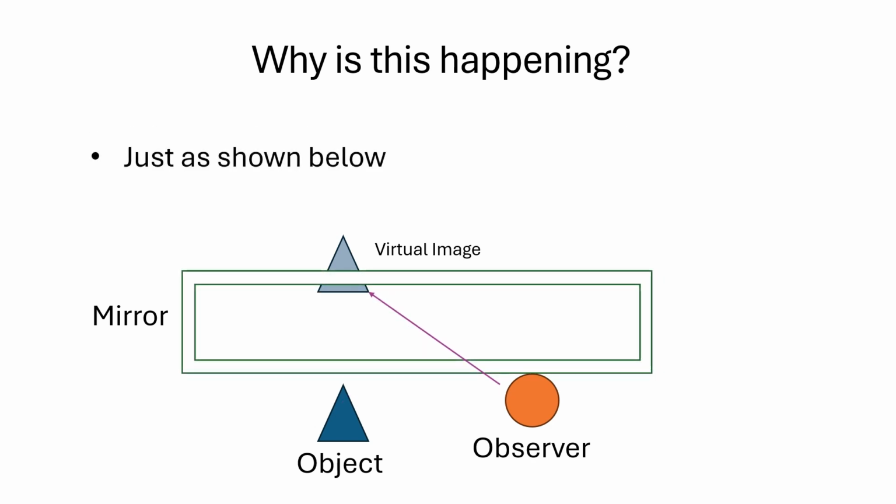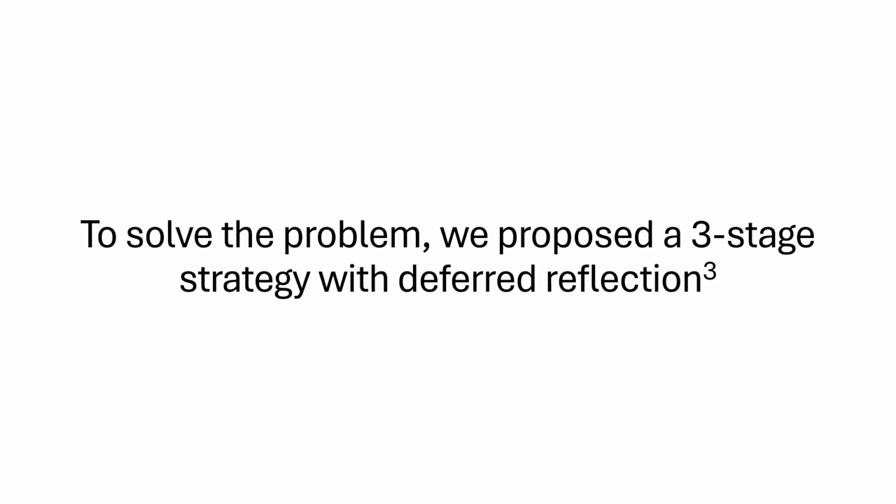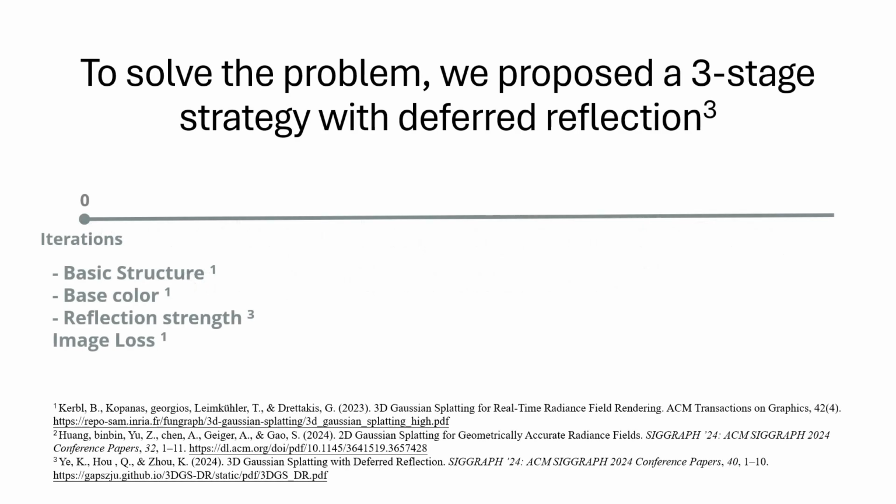In this structure, the surface contains a hole in the center, allowing the background or virtual images to appear in the final render. To solve the problem, we proposed a three-stage strategy with deferred reflection. In the first stage, we established the basic structure, base color, and reflection strength of our model. In the second and third stages, we trained the environment map and reflection color.